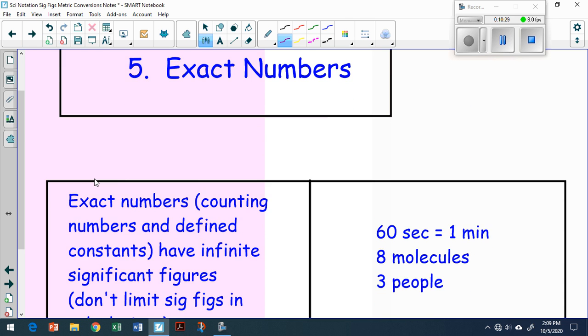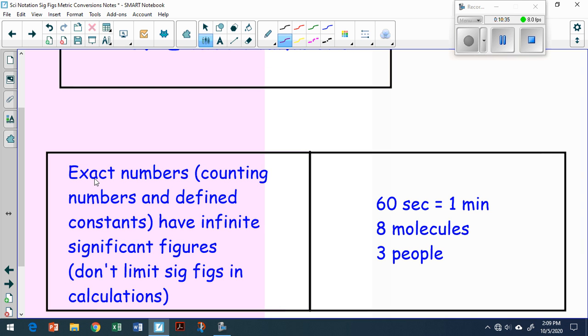Now, exact numbers are those that we like to call counting numbers or part of conversions. So they would never come into play in limiting significant figures because they have infinite significant figures. So when we say 60 seconds equals 1 minute, we mean 60.0000000, with zeros to infinity after it, is equal to exactly 1.00000, with lots of zeros to infinity after it. It's an exact number. When you count things like people, I don't have 3.2 people. I just have 3 people. So it's exactly 3. It has infinite significant figures.